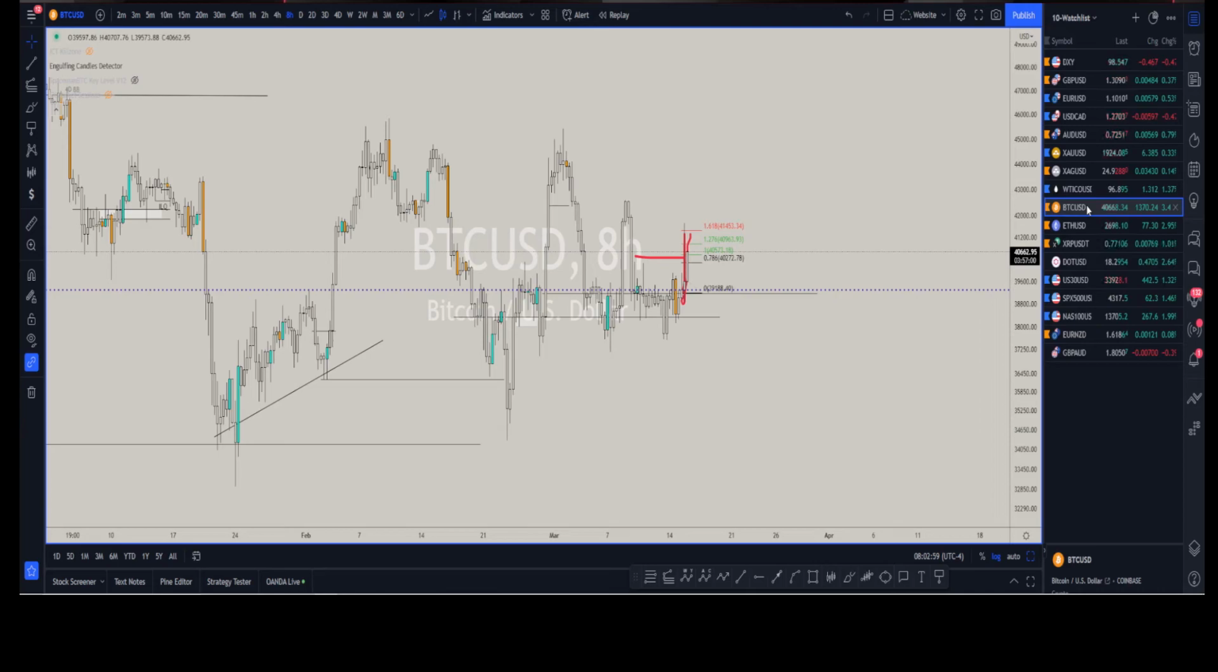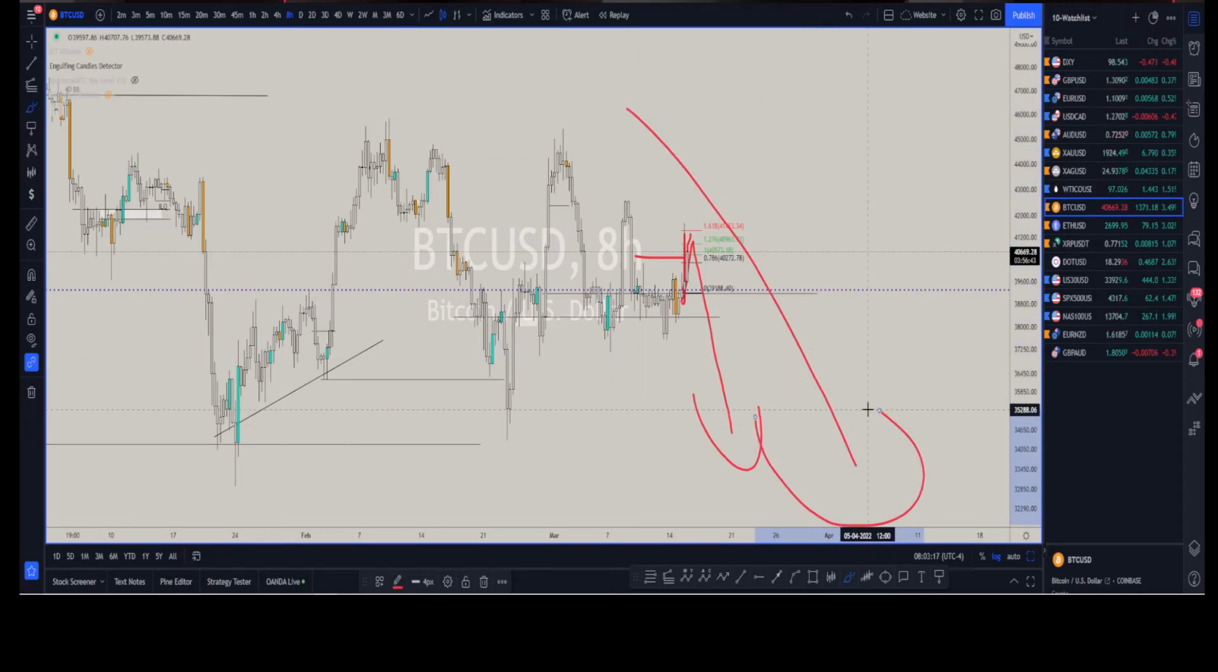BTC, we're still in the fair value gap. Are we filling the wick? Maybe this was just a grab opportunity, filling the wick and reverse. Maybe filling the wick and reverse from here. Still looking towards this, guys.